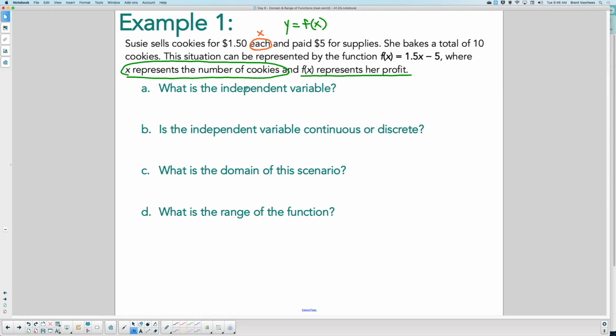All right. So here we go. What is the independent variable? Well, we already marked it. X, which represents the number of cookies sold.